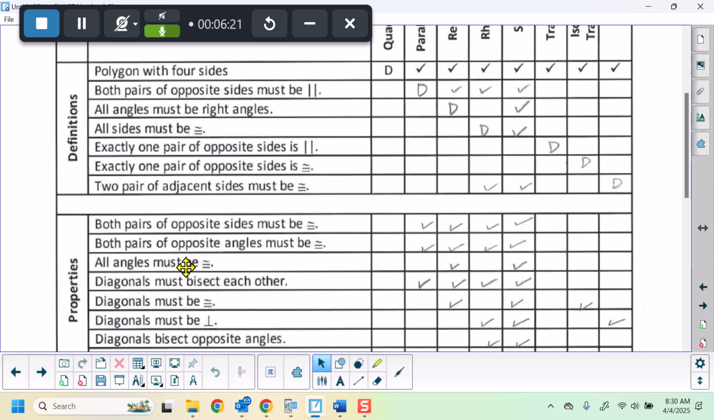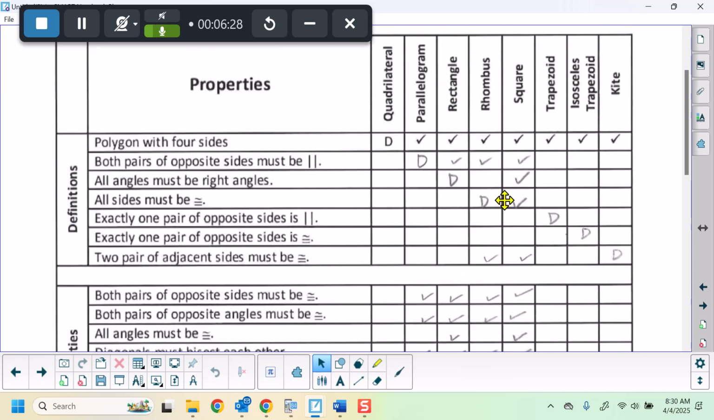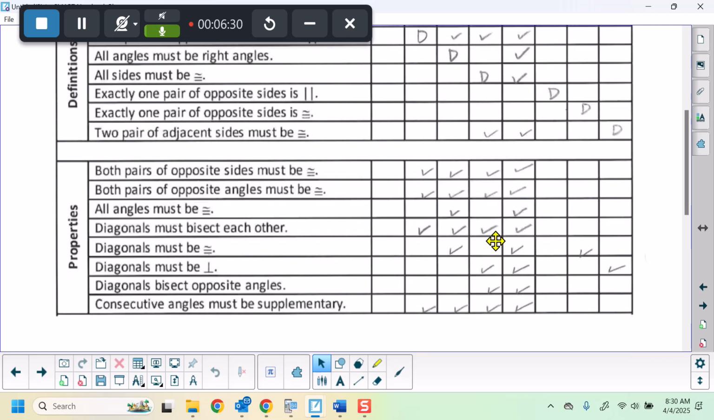Here we talk about their properties. And of course this Mac Daddy that owns them all is our square. Our square is going to be all of the characteristics that are true for parallelograms, rectangles, and rhombuses. Any questions on this chart?